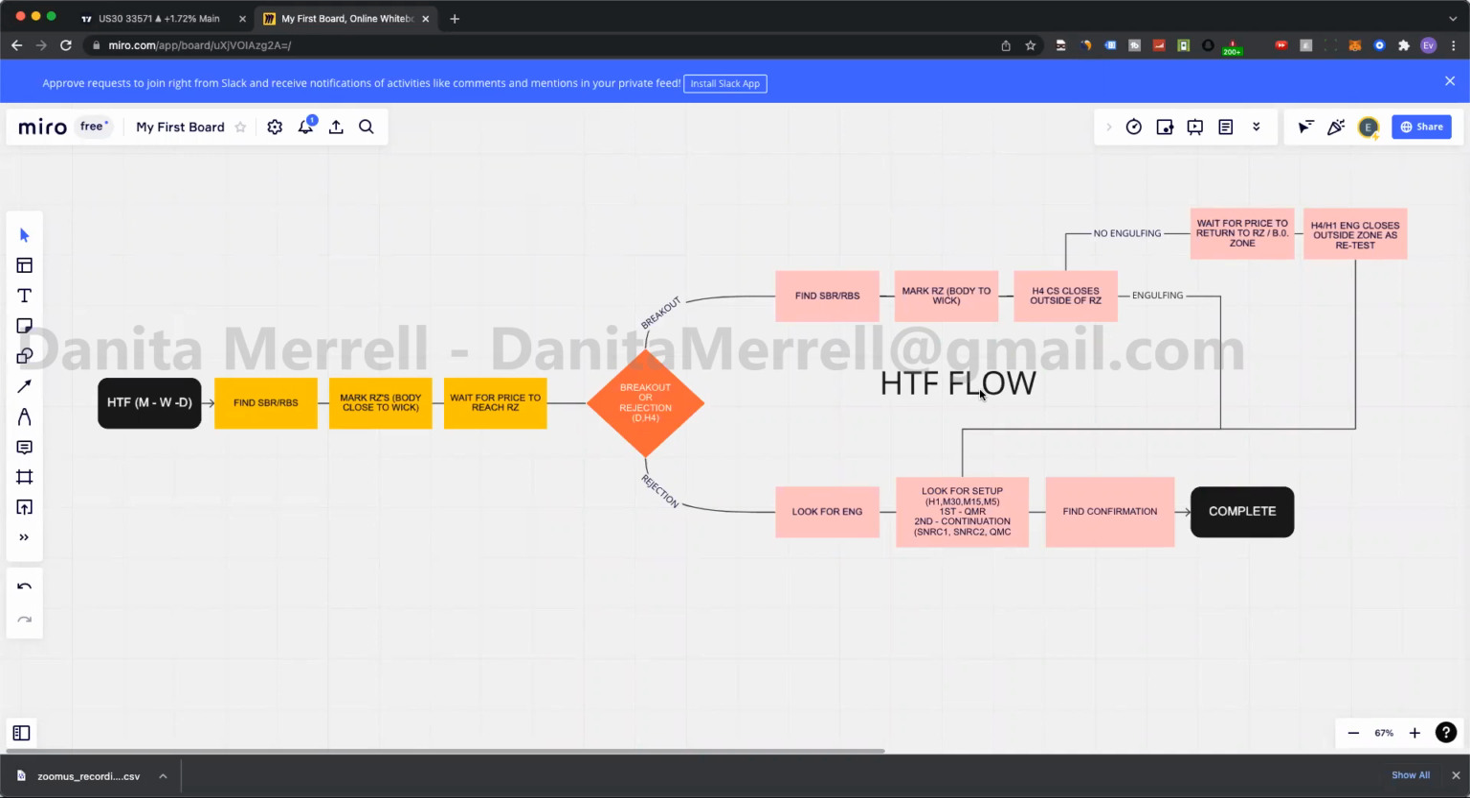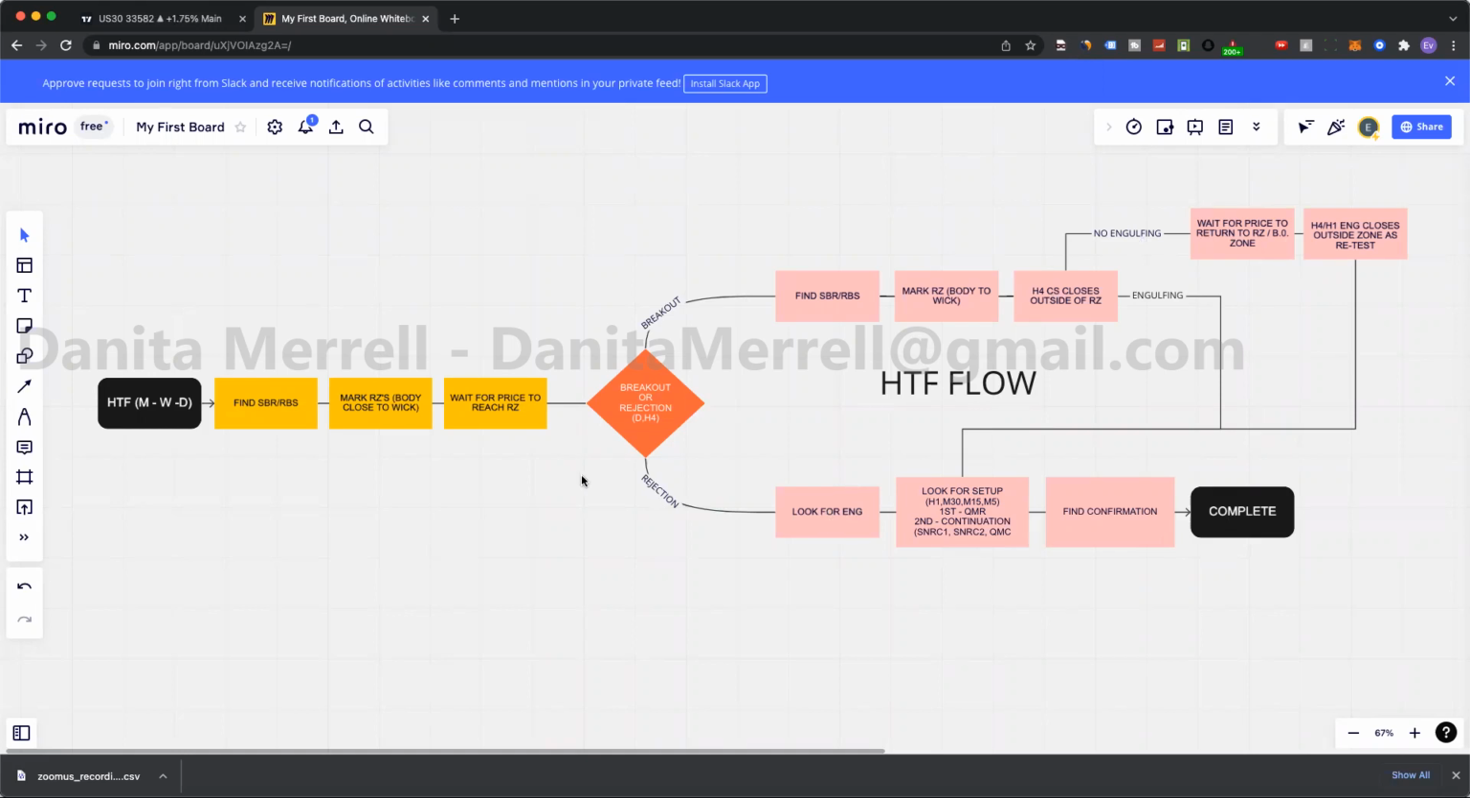In this video, we're going to go over the higher time frame flow. This is basically like your SOP. So you have to go through the process, and depending on what happens next, then you just go through the filters. Okay. And depending on each scenario, you'll know what to do to complete the trade.